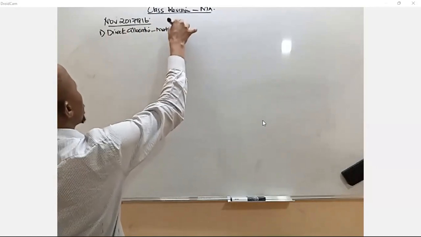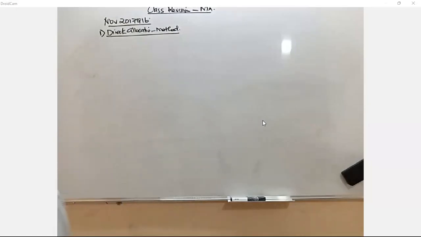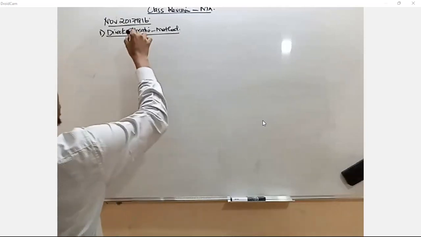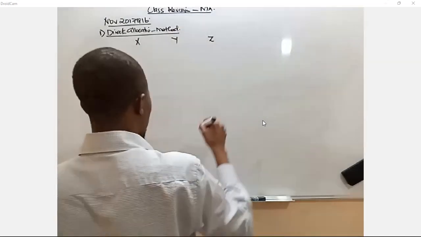So we have the direct allocation method, and we are going to look at it as per the question as it has been set. Allow me to open it on my phone so that we can move quickly. Now, the production departments are X, Y, Z, and for the service departments we have A and B.